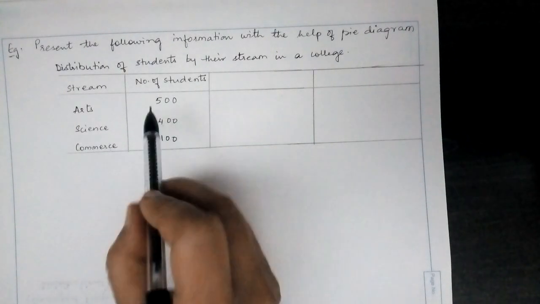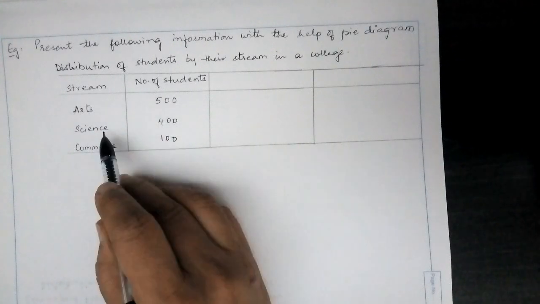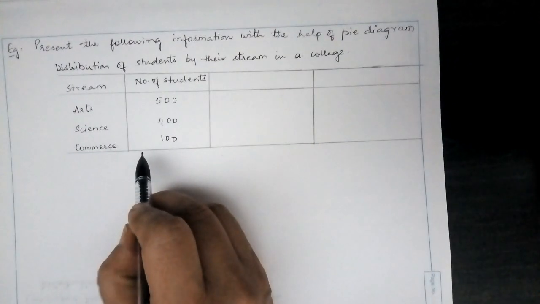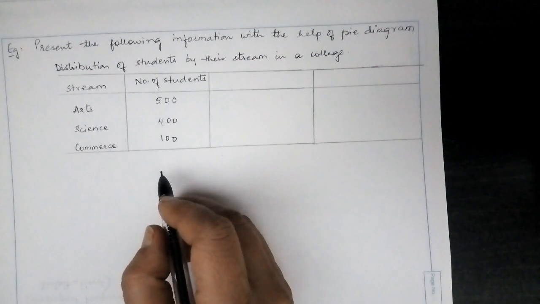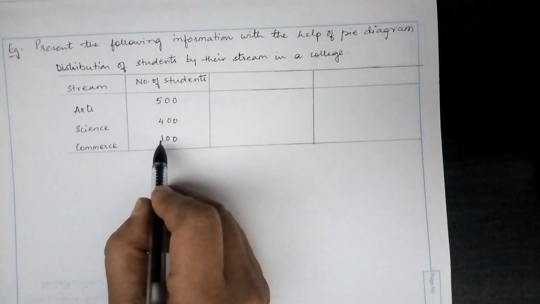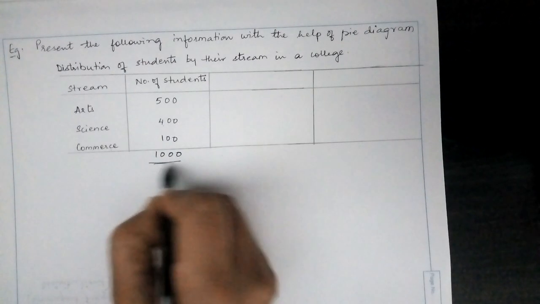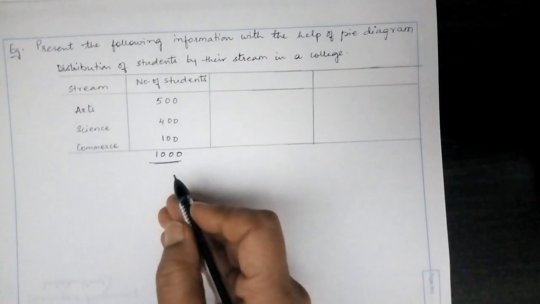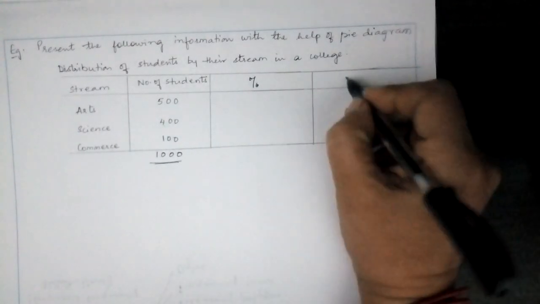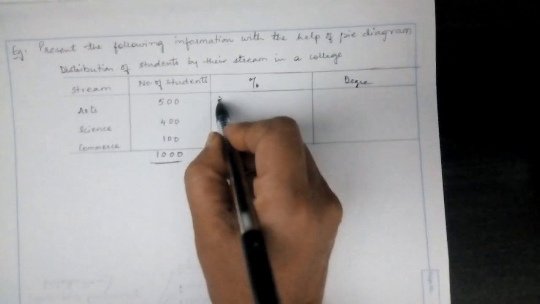Now the first thing that we need to do is to convert these number of students into percentage of students. So what is the percentage of students who have taken arts, what is the percentage of students who have taken science, and that in the commerce. For that, first we need to know the total number of students in the college. So if we add, this becomes 500 plus 400, 900 plus 100 is 1000. This is the total number. Now since we know the total number, it will be very easy for us to calculate the percentage and the degree of the angle.